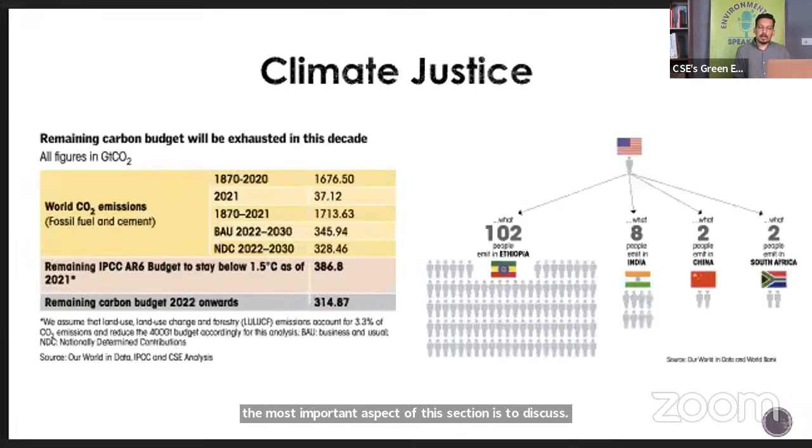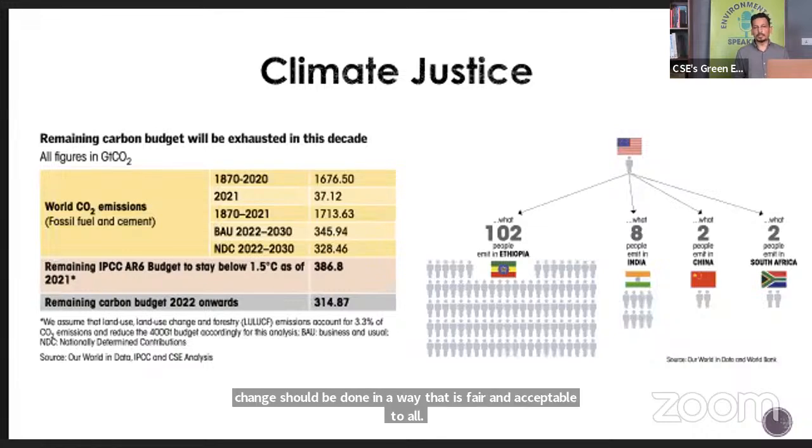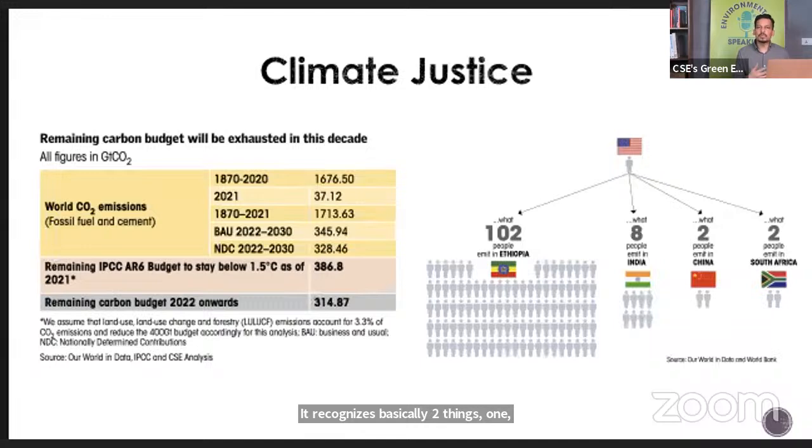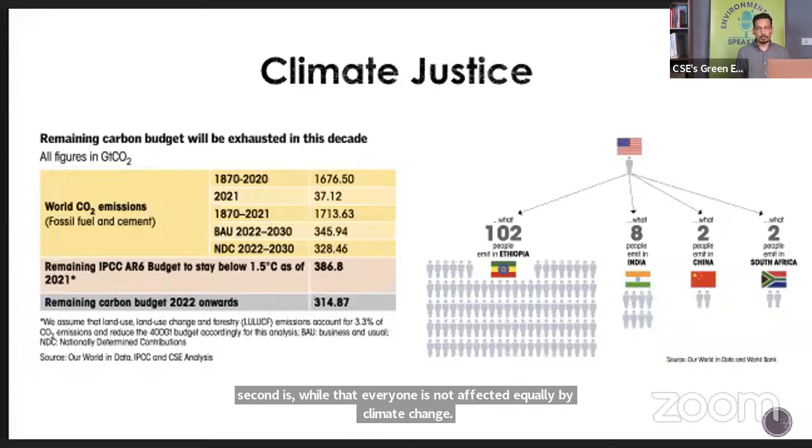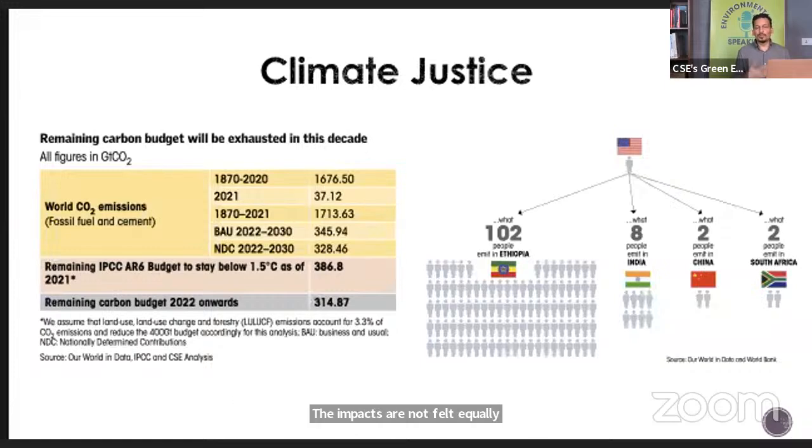Climate justice is the idea that tackling climate change should be done in a way that is fair and acceptable to all. It recognizes basically two things. One, that some of us are more responsible for causing emissions than others. So the responsibility is not shared equally. The second is that everyone is not affected equally by climate change, the impacts are not felt equally. So two principles get important when we discuss climate justice.